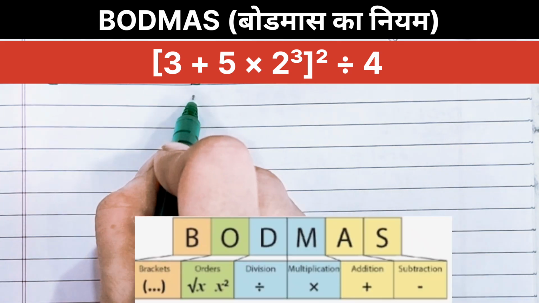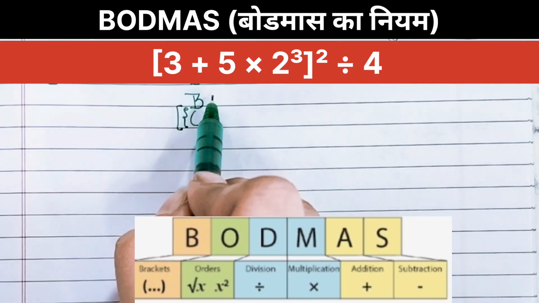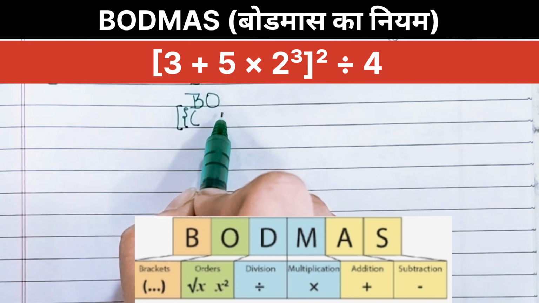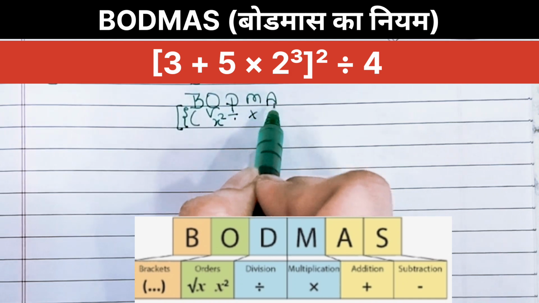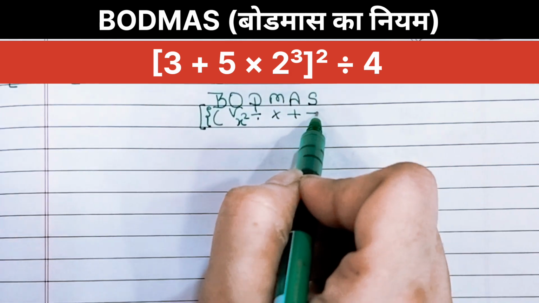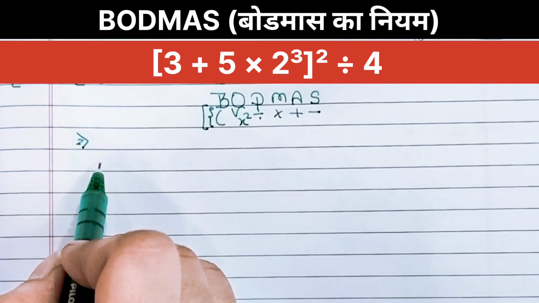The BODMAS rule says first we solve brackets: small bracket, curly bracket, then square bracket. Then we solve O. O stands for "of", where we convert it into multiplication, and we solve roots and exponents. D stands for division, M stands for multiplication, A stands for addition, S stands for subtraction. Now according to this BODMAS sequence, we'll break down this expression with a step-by-step solution.